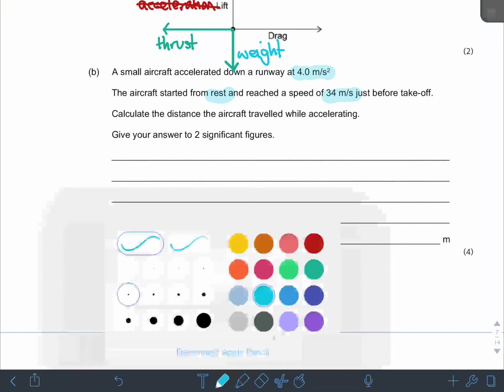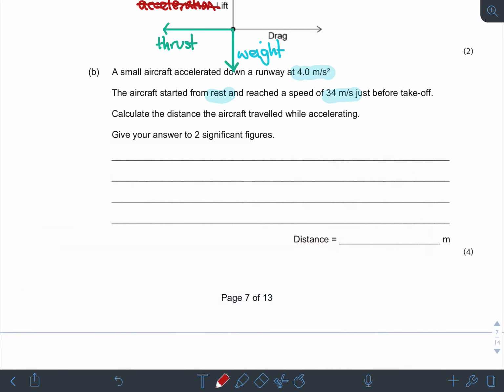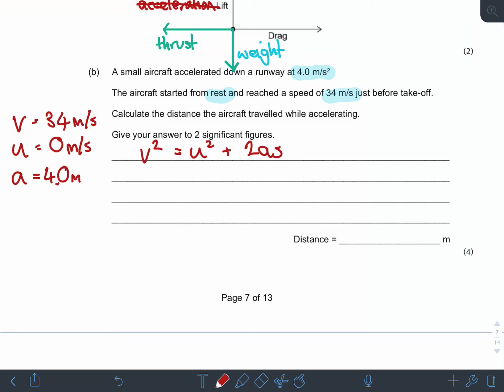Okay, so this is where you need to go to your formula sheet. And the formula is v squared equals u squared plus 2as. So what have we got? V, remember, is the final speed, that's 34. U is the initial speed, that's 0. Let's write down our units. A is 4 meters per second squared, that's the acceleration. And s is the distance, that's the question mark. We don't know what that is.